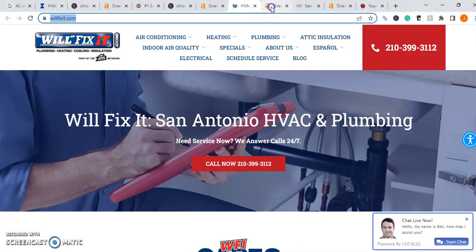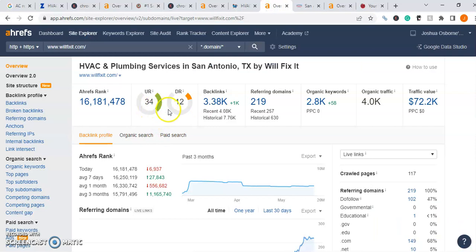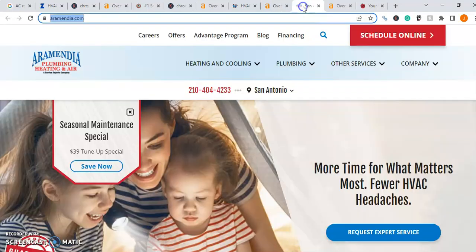So we have willfixit.com. They have a 34 UR and a 12 DR. Puts them in the top 100 for 2,800 keywords. Generates them about 4,000 users every single month, and has a traffic value of $72,000.